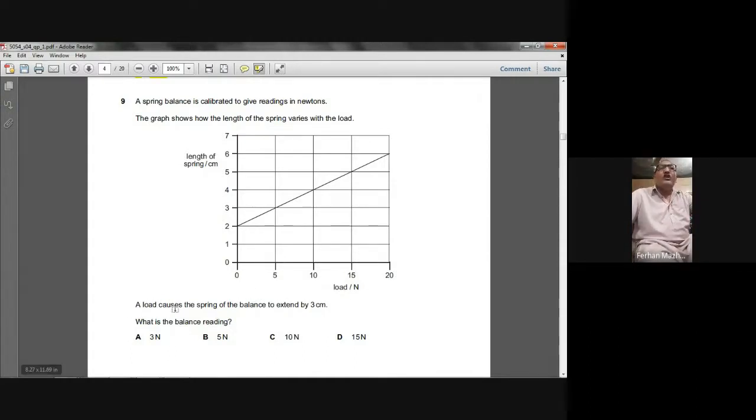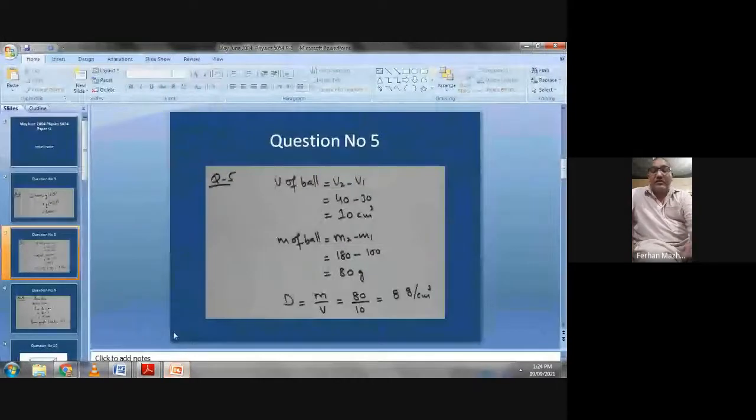A load causes the spring of the balance to extend by 3 centimeters. So when you hang a specific load, the extension is 3 centimeters. Not the length, it's saying extension is 3 centimeters. What is the balance reading? Okay, so let me show you my solution. We have done it here.